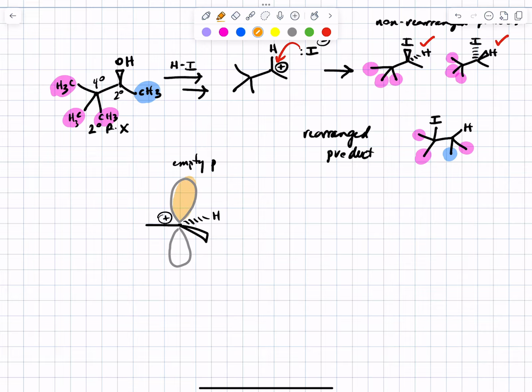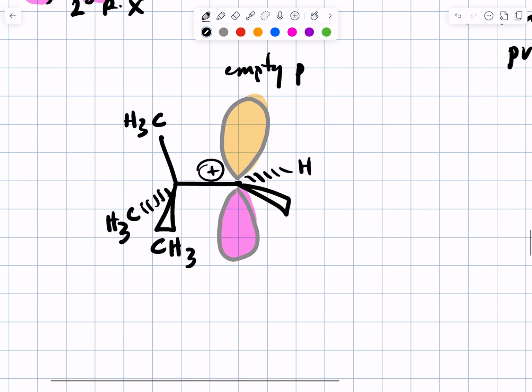All right. And then we're going to draw the adjacent carbon where the methyl groups are. We'll draw one of them lined up with the empty p orbital, and we'll draw the other two pointed down towards the bottom of the page, but coming out at you and then back away from you, respectively. Okay? So this is what that carbocation looks like.